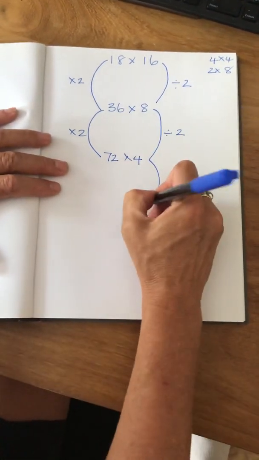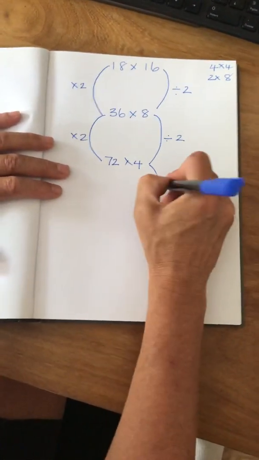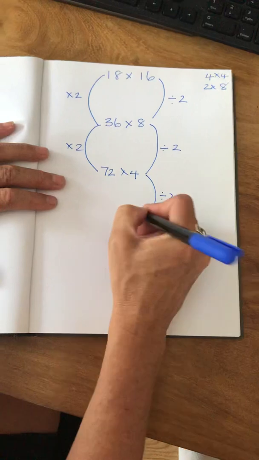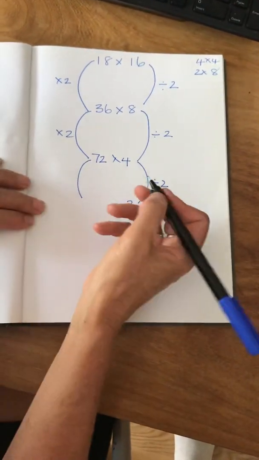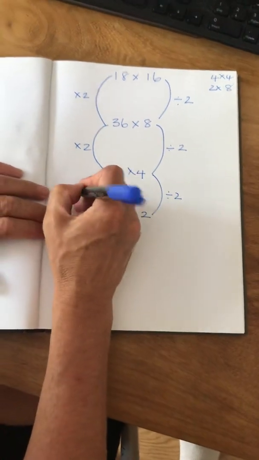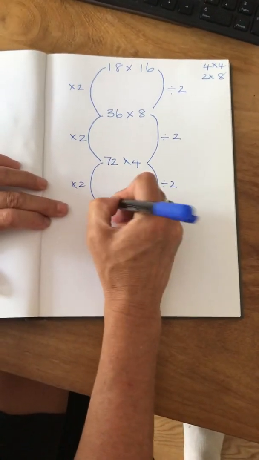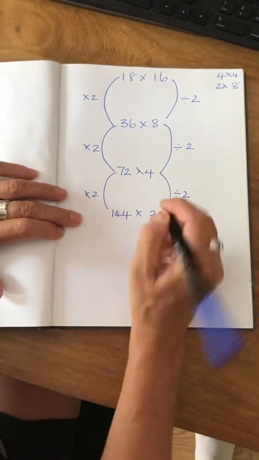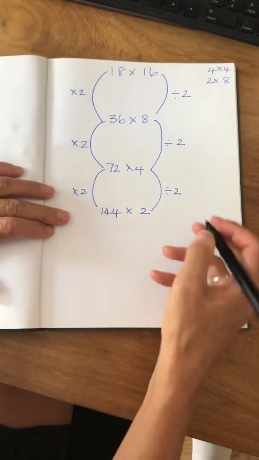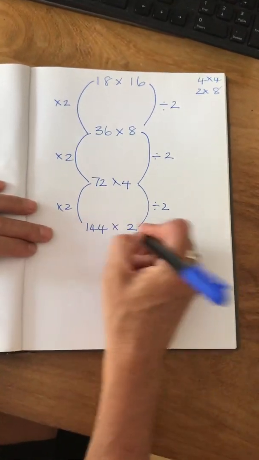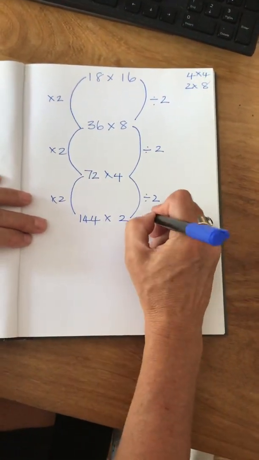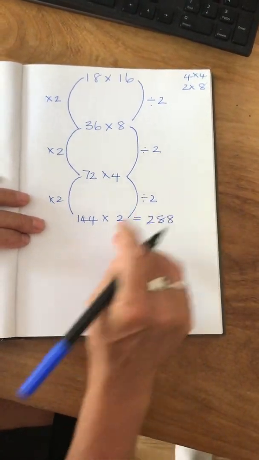And I'm going to take this even further. I'm going to divide my 4 by 2, which leaves me with 2. And I'm going to keep it equivalent by multiplying 72 by 2, which gives me 144. 144 multiplied by 2 has now become, for me, an easier equation to solve. 144 multiplied by 2 is 288.